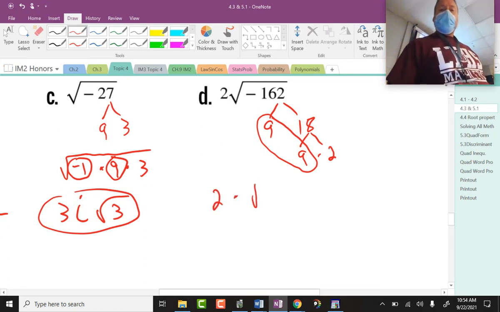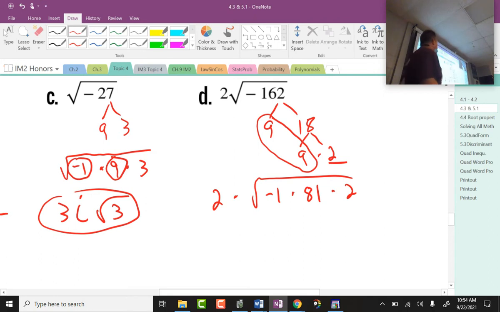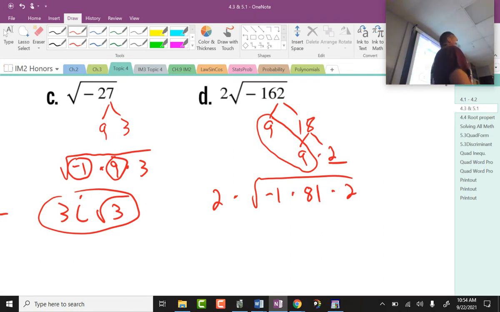2 times square root of negative 1 times 81, and then that 2 left over. I should have divided by 2. I would have gotten 81 right away, and then it would have been faster. So sometimes it's faster to do one way or the other.